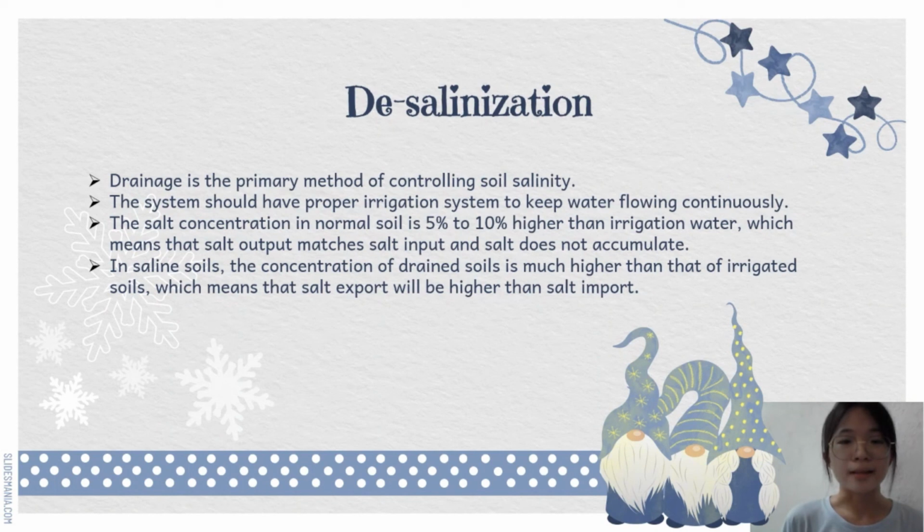The second is desalinization. Drainage is the primary method of controlling soil salinity. The system should have a proper irrigation system to keep water flowing continuously. The salt concentration in normal soil is 5% to 10% higher than the irrigation water, which means that the salt output matches the salt input and the salt does not accumulate. And in saline soils, the concentration of drainage water is much higher than the irrigation water, which means that the salt export will be higher than the salt input.